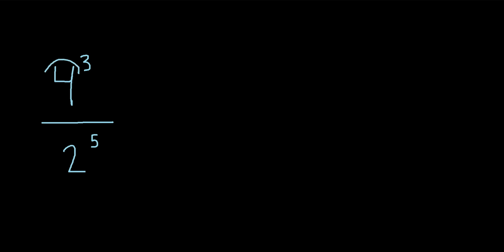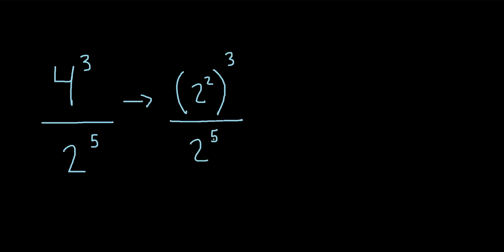So we'll notice that 4, that's the same as 2 squared. So what we can do is rewrite this as 2 squared raised to the power of 3. And then in the denominator we still have 2 to the fifth. Now when we have some number raised to a power and that's raised to another power, we can simplify that expression by just multiplying these two values together. So 2 times 3, that's 6. So really we can write this as 2 to the sixth. And in the denominator we still have 2 to the fifth.